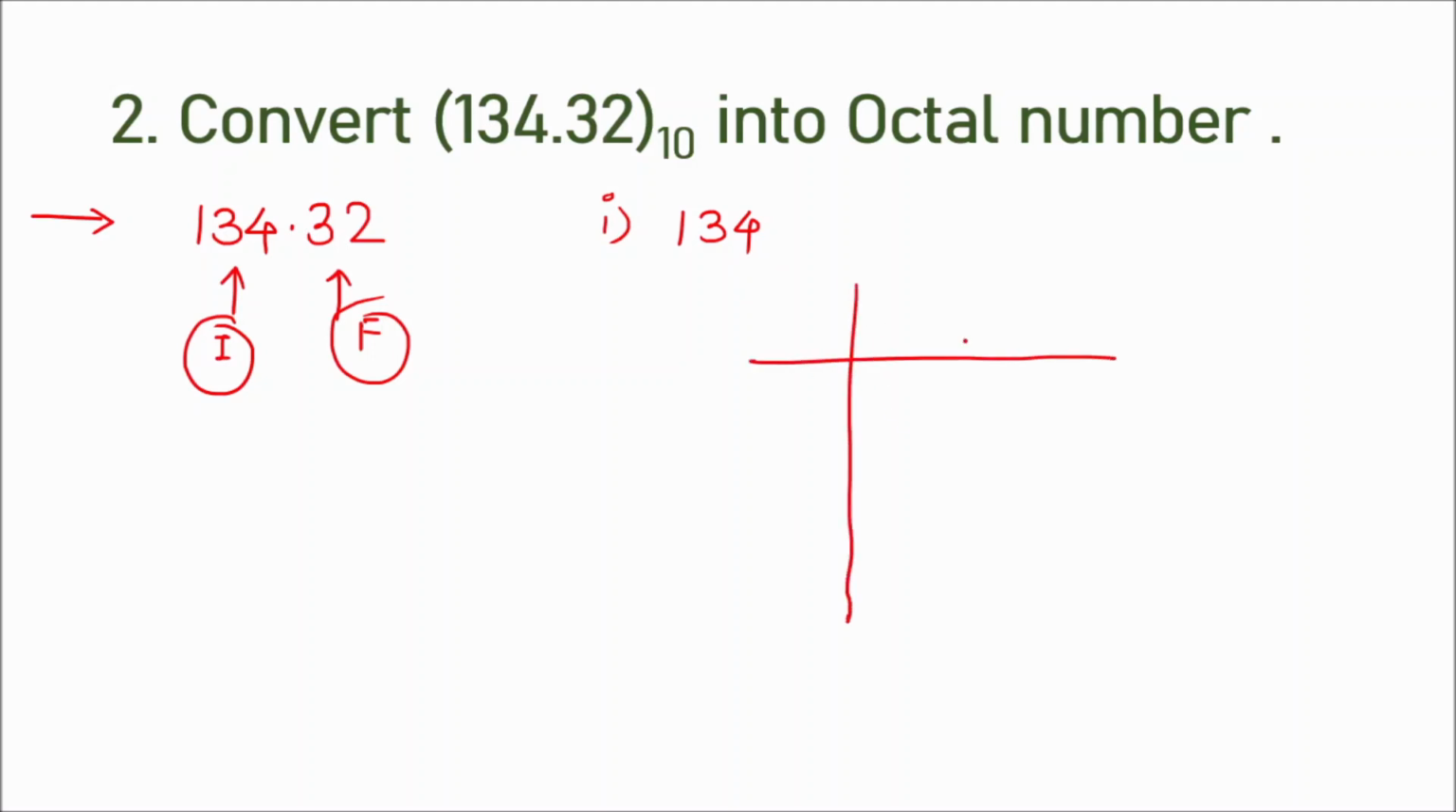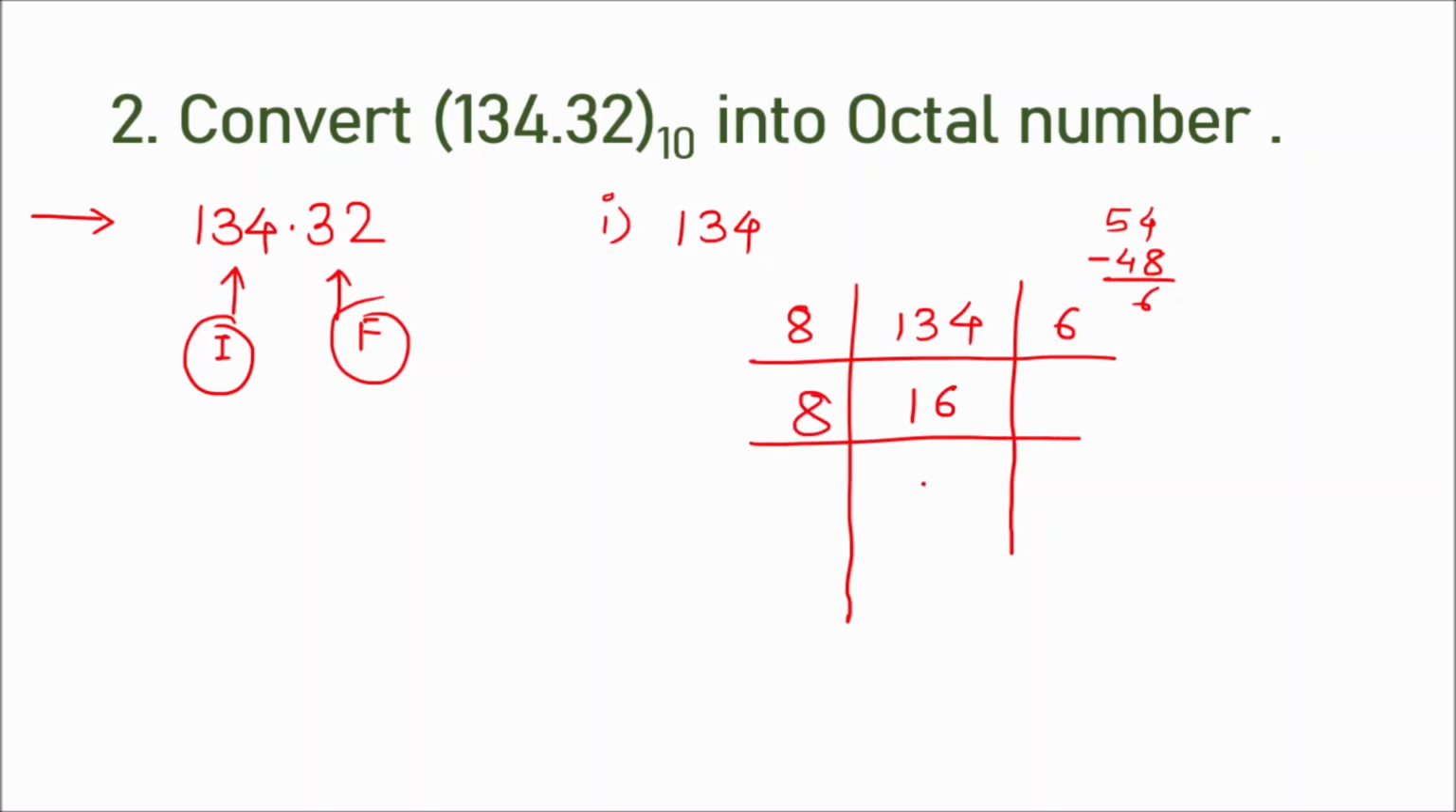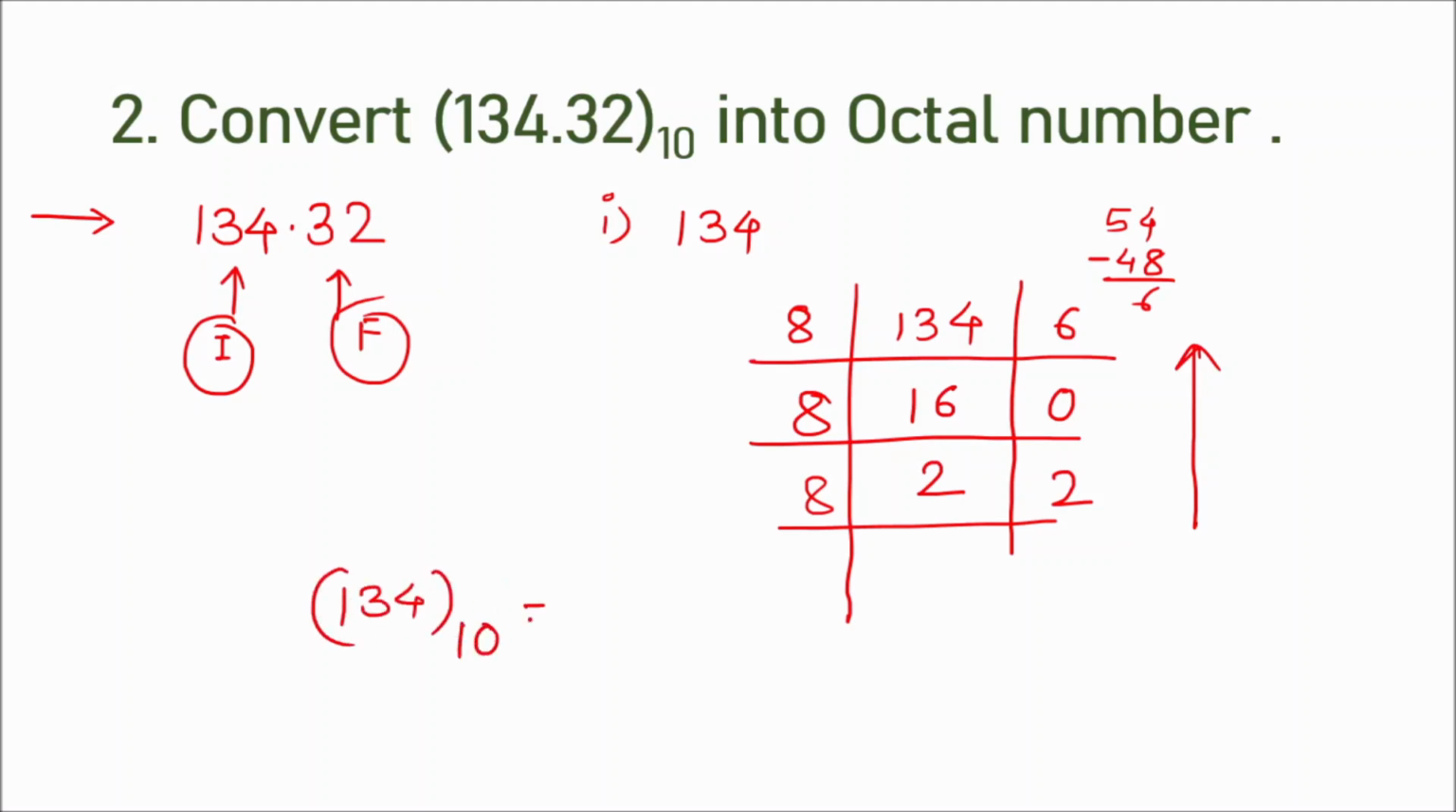Now calculate the octal number representation for 134 by using the tabular method. 134 divided by 8. 8 ones are 8, 5, 54, 8 6s are 48. So it was 54 minus 48, so it is 6, so remainder is 6. Then again 8 2s are 16, remainder is 0. Then you cannot divide 2 by 8, so it is as it is 2. Now draw the arrow and write down the number from bottom to top, so that 134 in decimal can be written as 206 in octal.